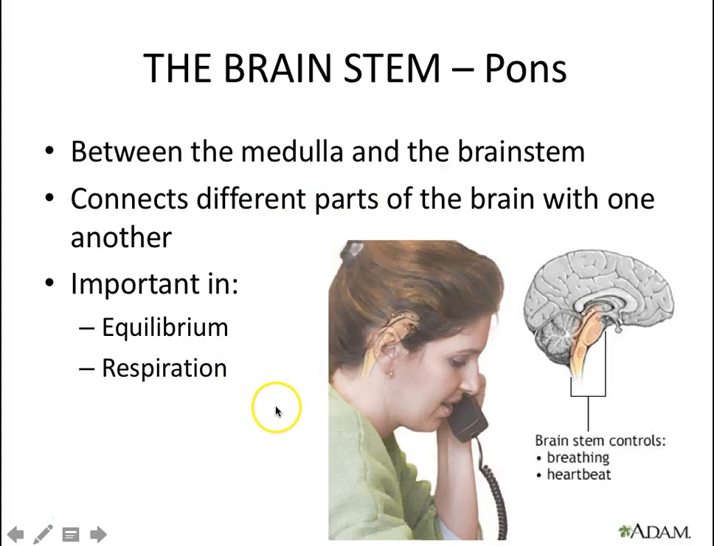Two of the key things that it's going to be important in is your sense of equilibrium, so your sense of balance, as well as your sense of respiration. So again, it also helps play a role in your breathing, like your normal resting breathing rate versus taking a deep breath because you've been holding it or that kind of thing. So it's going to determine your resting breathing rate as well as some of your more labored breathing. Again, you'll learn a little bit more about its role in 202.